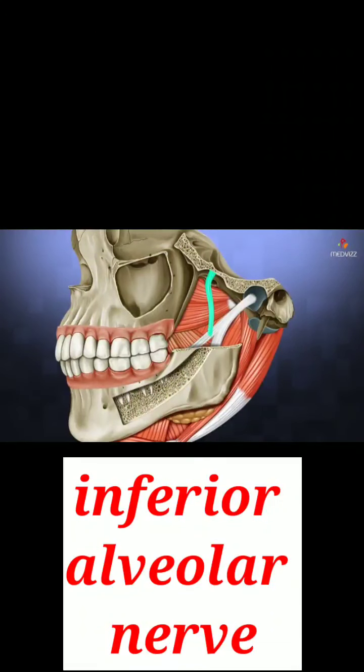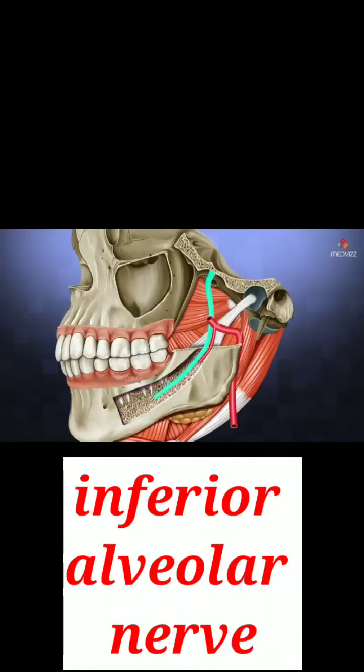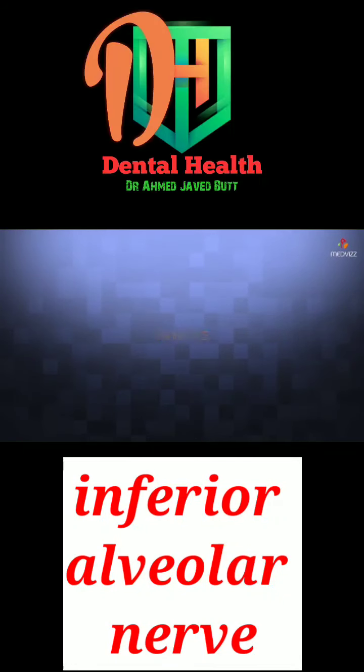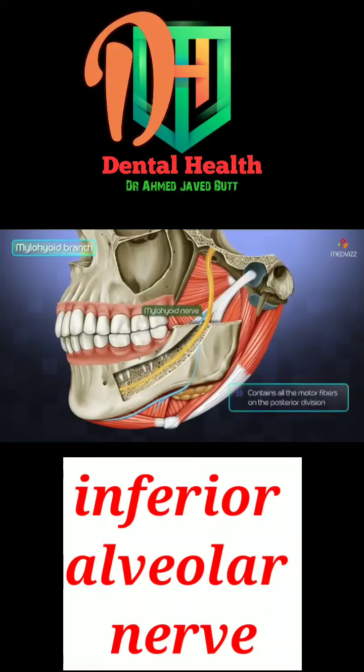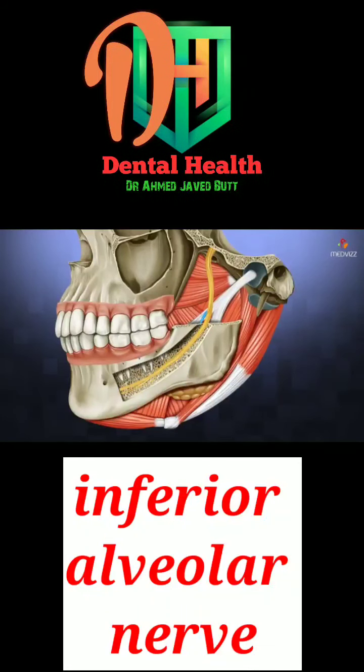Inferior alveolar nerve. The inferior alveolar nerve is a large terminal branch of the posterior division of the mandibular nerve. It runs vertically downwards, lateral to the medial pterygoid and to the sphenomandibular ligament. It enters the mandibular canal. It is accompanied by the inferior alveolar artery.